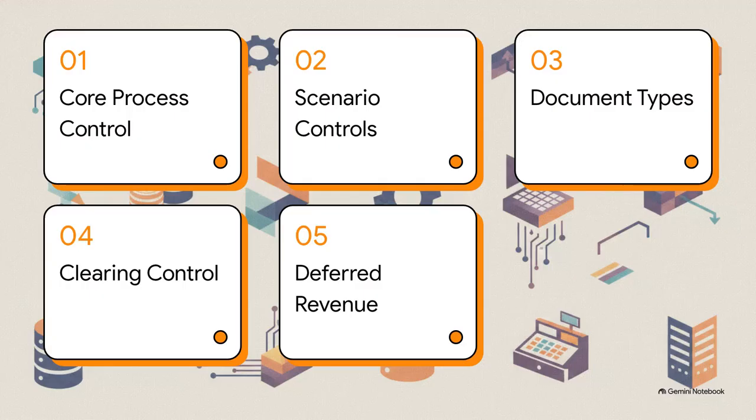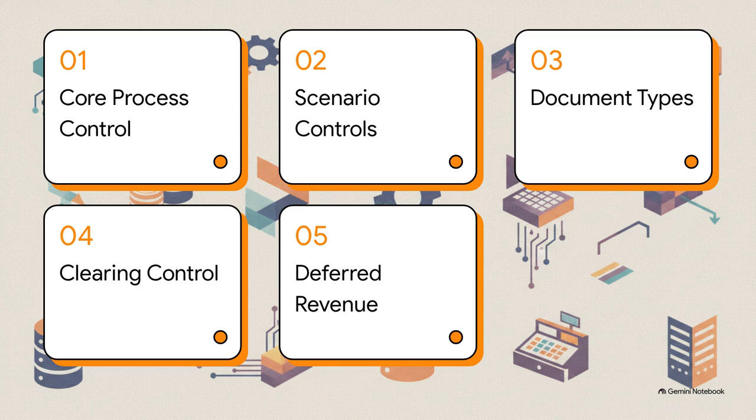To construct this system, we've got a clear agenda to get through. First, core invoicing process control. Then, scenario-specific invoicing types. Third, assigning invoicing document types. Fourth, clearing and account maintenance. And finally, configuring deferred revenue settings.